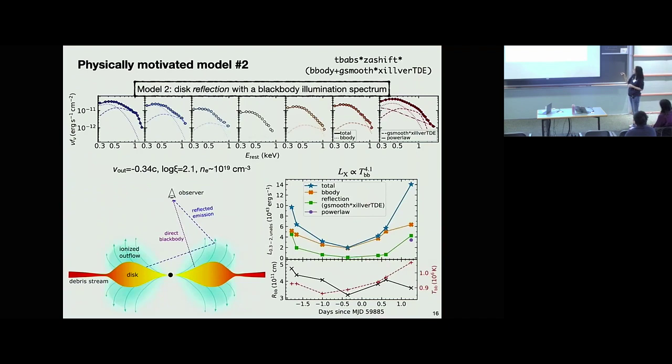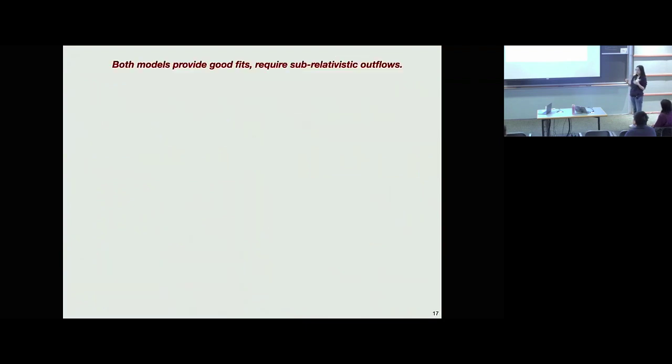And the disk component change is, again, very much correlated with the change in inner disk temperature. The reflection component comes from both the change of the ionization parameter as well as the normalization. So maybe the amount of surface area that's available to reflect off the disk emission is also changing during the observations. So just to summarize the results of the two models, both of them provide good and statistically comparable fits.